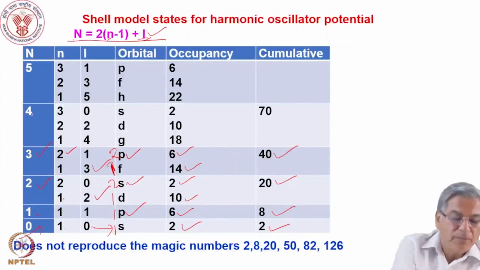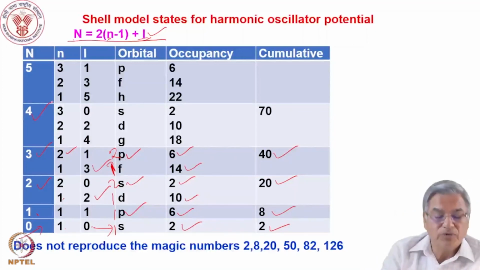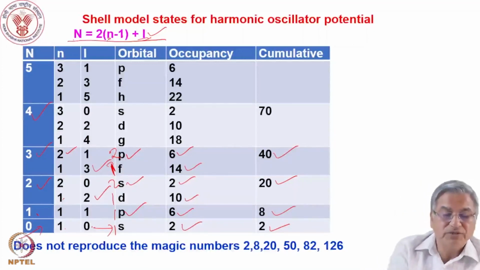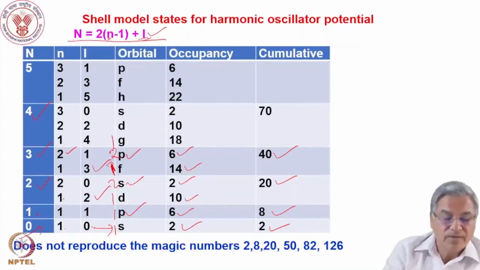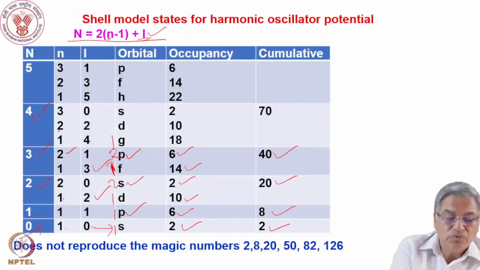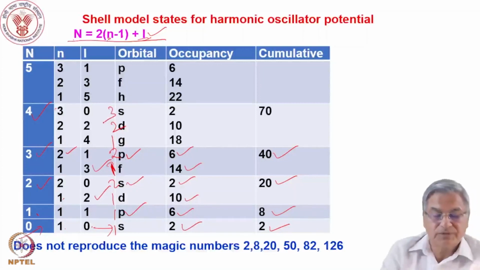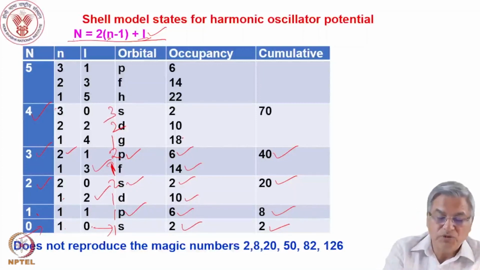Let's come to capital N equal to 4. And here you can have 3 combinations. Small n equal to 1, so L equal to 4, we have 1g. n equal to 2 and L equal to 2, you have 2d. And n equal to 3, so you will have 3s. And so the occupancy of the g orbital is 18, d orbital 10, and you have a total of 70.